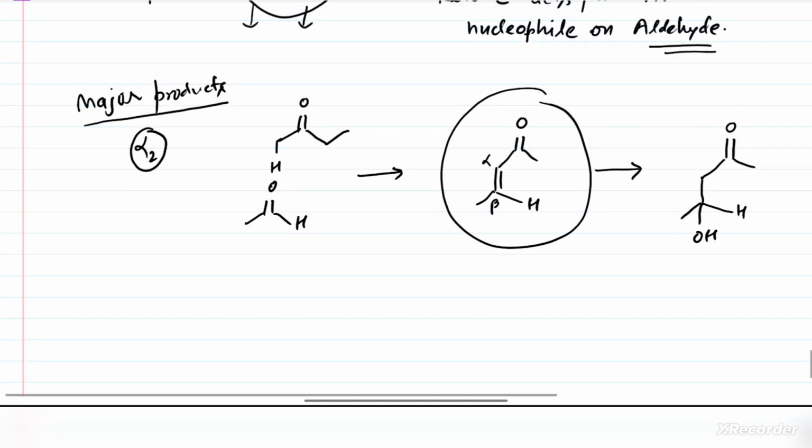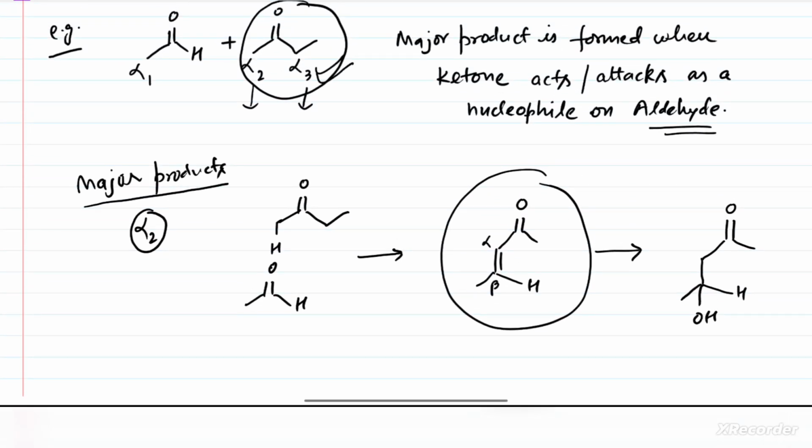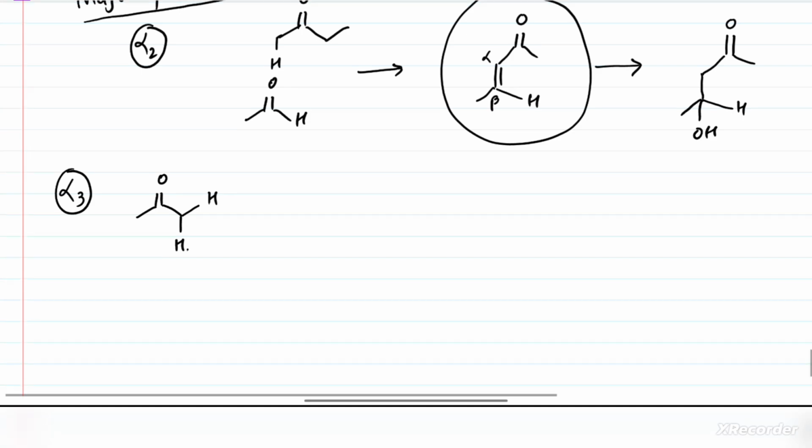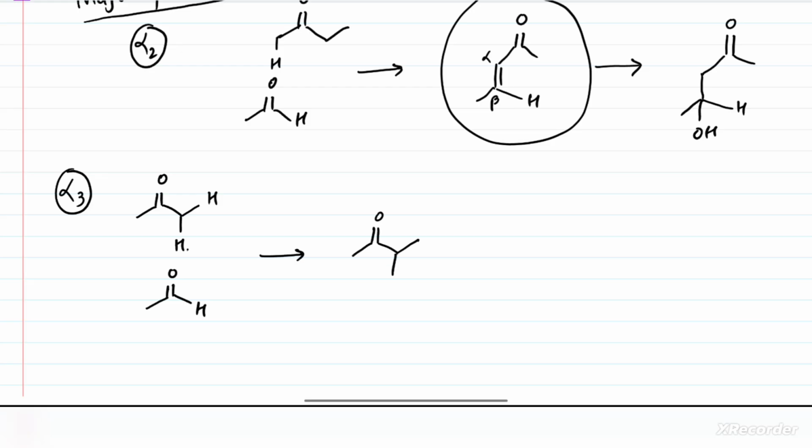Now if I write the product from alpha 3, this is again the ketone compound that we have. This is alpha 3, the third hydrogen. Again, when it attacks on the aldehyde, this is CH3CHO, write the product. So this will be COH, and these two are going to join with a double bond.